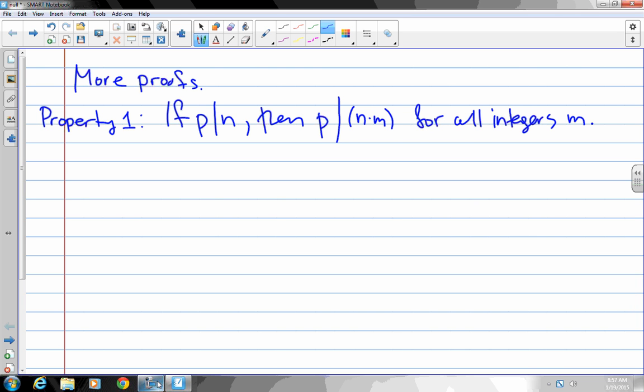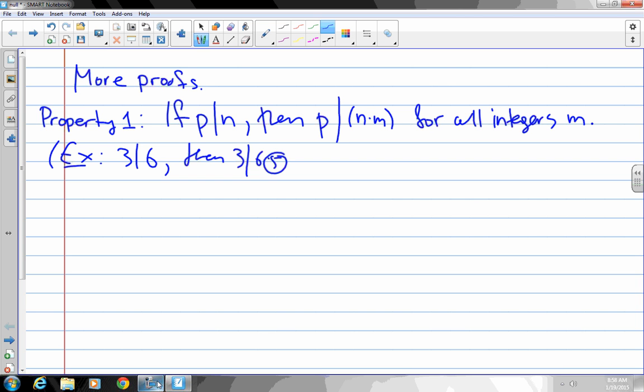So again, N is an integer, P divides N, so if you multiply N by anything else, P will still divide that, right? Just a numerical example of what this is trying to say. Let's say 3 divides 6, so then 3 will divide any multiple of 6, right? Multiply 6 by anything, then 3 divides 6 times 5, right? 3 divides 30. So regardless of what this number is right here, 3 will always divide that product. So for any integer M.